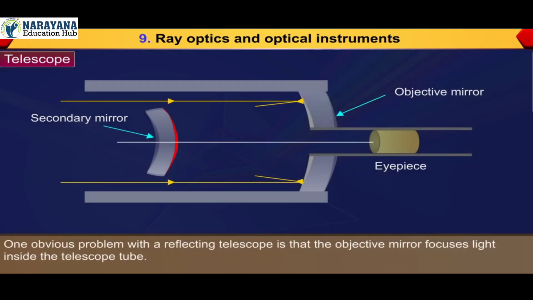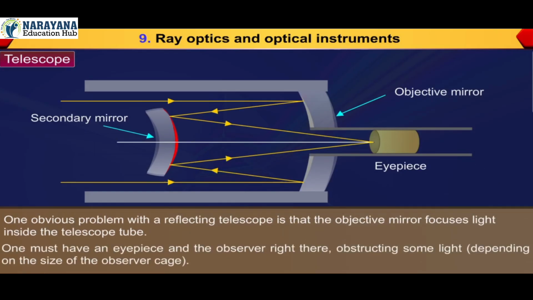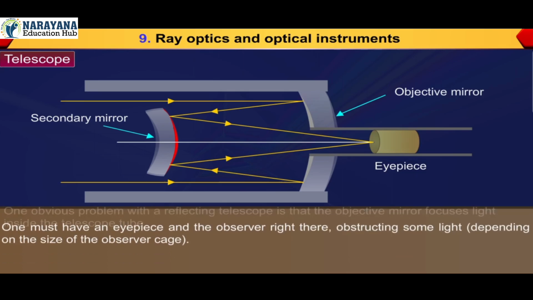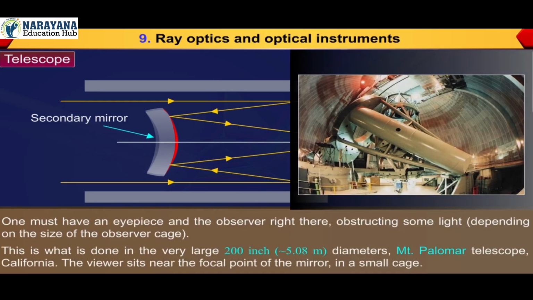One obvious problem with a reflecting telescope is that the objective mirror focuses light inside the telescope tube. One must have an eyepiece and the observer right there, obstructing some light, depending on the size of the observer cage. This is what is done in the very large 200-inch, which is similar to 5.08 meter diameter, Mount Palomar Telescope, California. The viewer sits near the focal point of the mirror in a small cage.